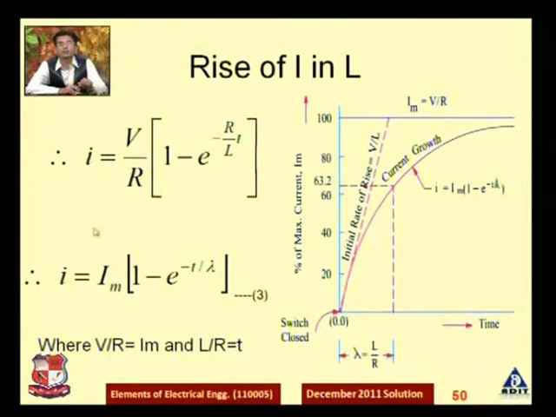So V by R, I can say that it is the maximum current. So I can write that I is equal to Im in bracket 1 minus e raised to minus T by lambda. What is this lambda? It is L by R. L by R is defined as the lambda. So you can define this lambda in the graph also.